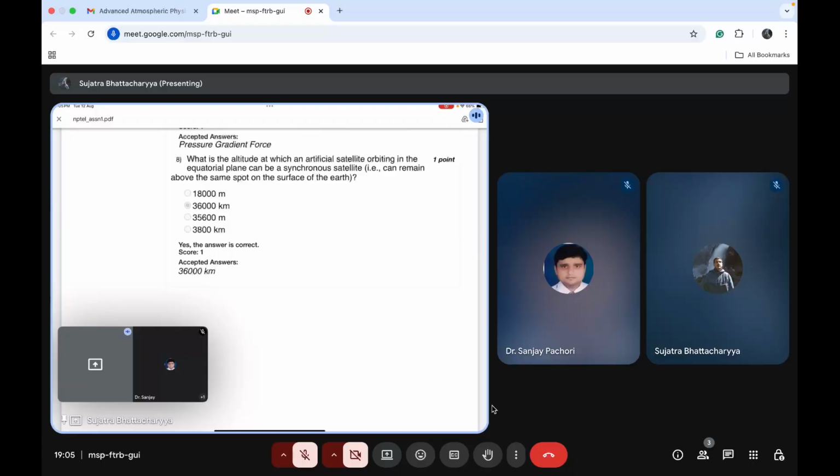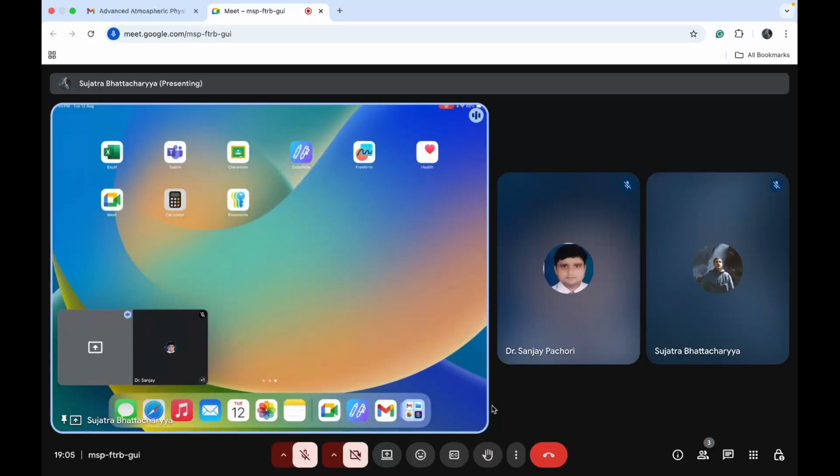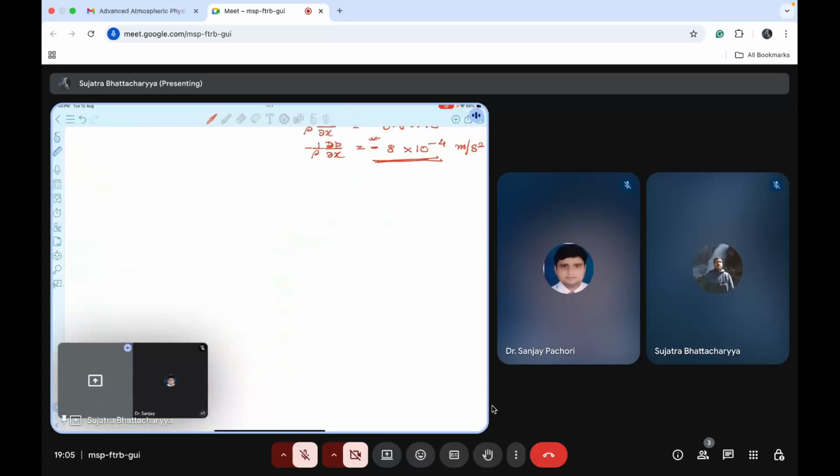Yeah, the last question is a good question. What is the altitude at which an artificial satellite orbiting in the equatorial plane can be a synchronous satellite, that can remain above the same spot on the surface of the Earth? So this satellite is called a geosynchronous or geostationary satellite. That is, it will always be above the same spot on the surface of the Earth. I have given a hint in, I think, the first problem solving session. So let's do this. Geosynchronous satellite.